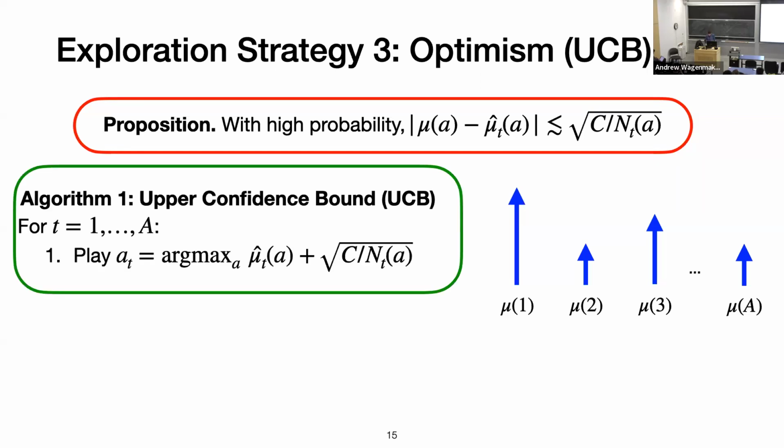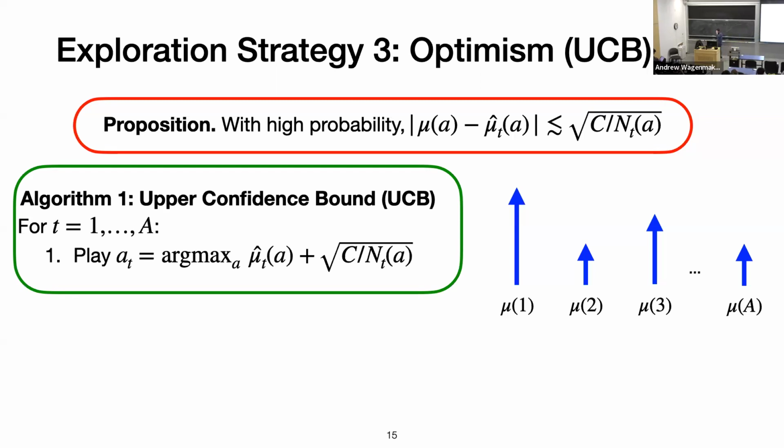Well, let's think about running the following algorithm now. So instead of doing epsilon greedy, I'm just going to run this rule, which says at every step, I'm going to play an action A that maximizes my estimate of that action's mean plus this confidence bound.